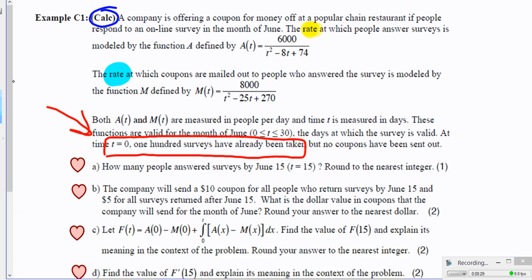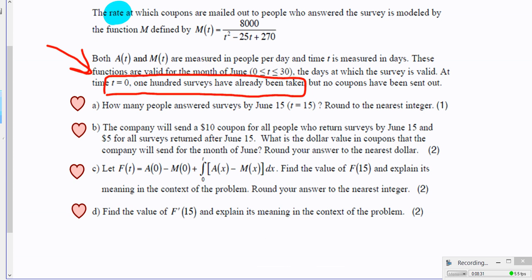Okay, there are a lot of parts to this question. And so what I'd like us to do is just pause the video, give it a try, and then come back and we'll check your work.